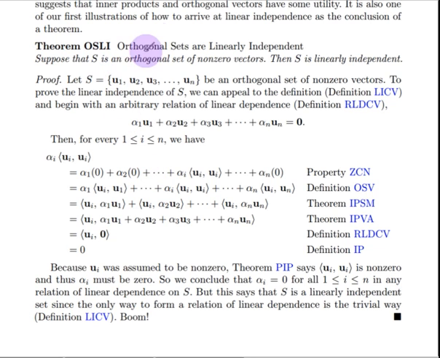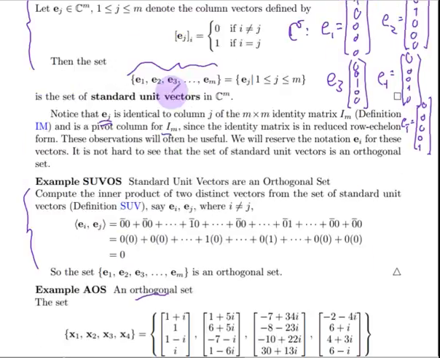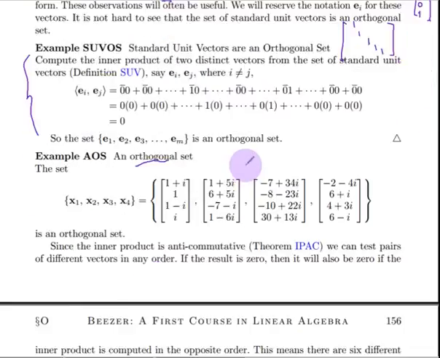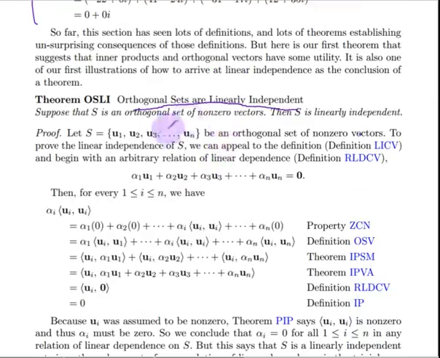Now here's an important theorem: orthogonal sets are linearly independent. Very important theorem. In the case of these vectors, you can see that they're linearly independent because they form the columns of the identity matrix. And we saw before that if a matrix is non-singular, then its columns form a linearly independent set. So these vectors do form a linearly independent set, but in fact this is true in general.